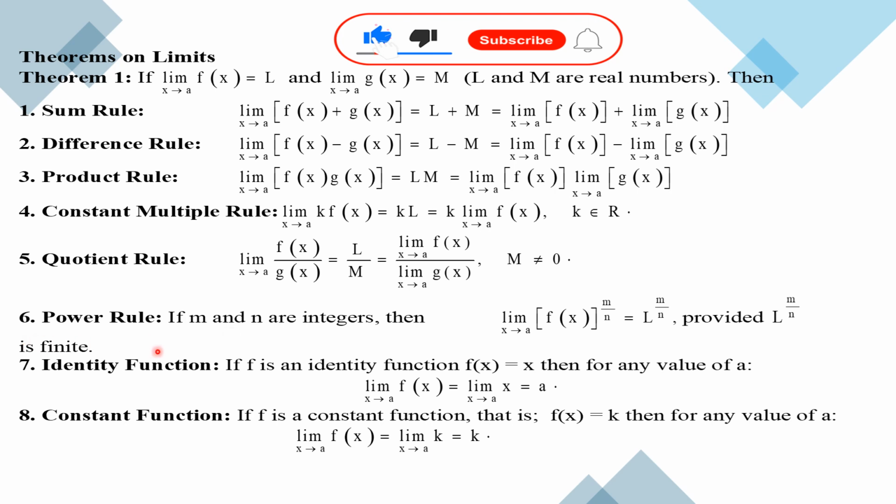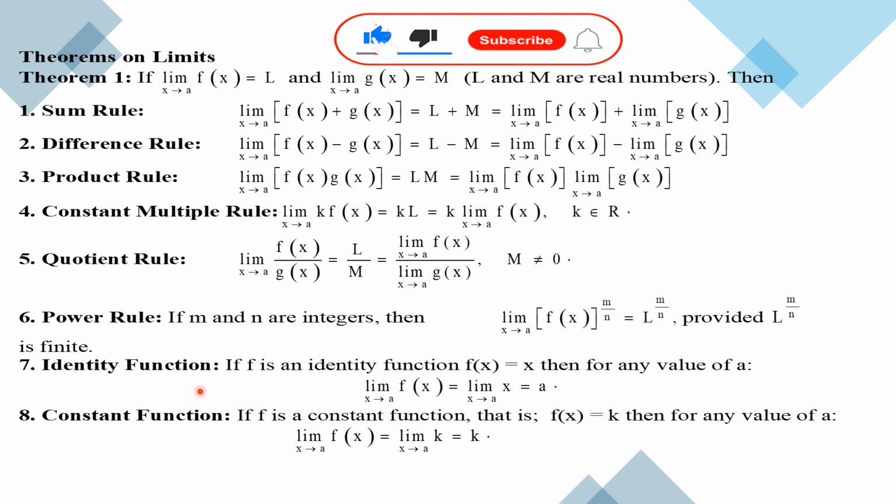Power rule: if m and n are integers, then the limit of f(x) to the power m over n is L to the power m over n, provided L is finite.